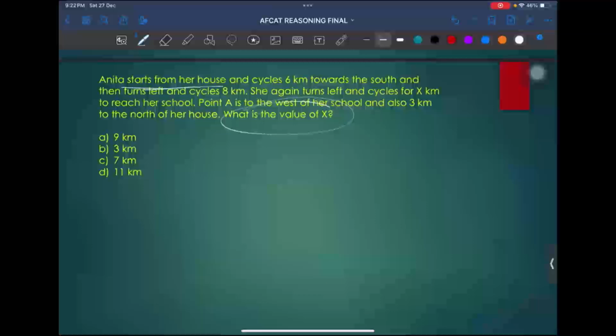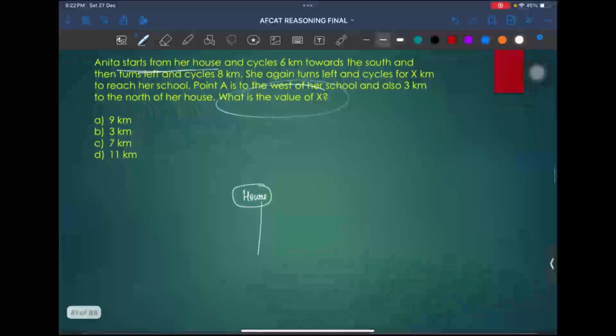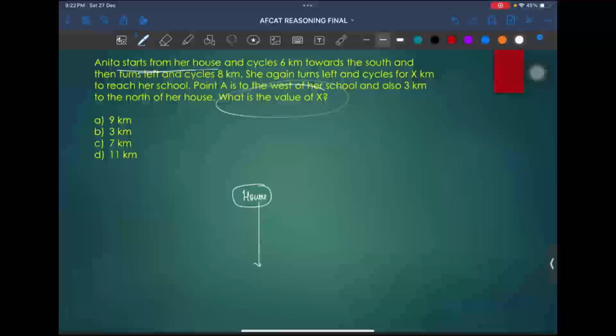Anita started from her house and cycled 6 kilometers towards south. Let us consider this as the house. From here she traveled 6 kilometers towards south, and turns towards her left. Her left in the sense it will become left and right, and she cycles 8 kilometers. From here she moves 8 kilometers.